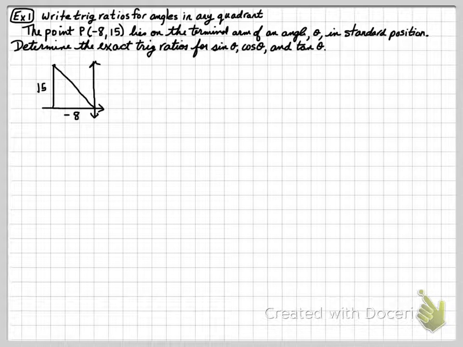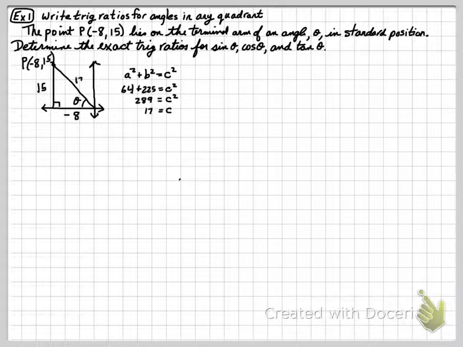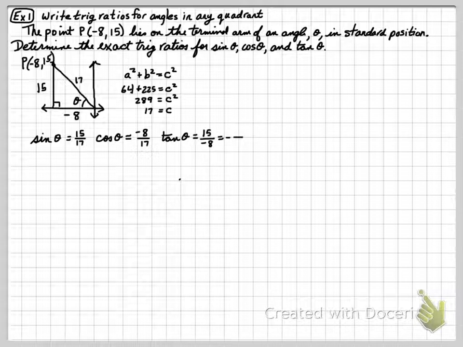Now first of all, we have to figure out what r is. So we're going to say 15 squared plus negative 8 squared is going to give me r squared, and 64 plus 225 is r squared, which is 289, and the square root is 17. So now we have r. We can figure out that the sine is going to be 15 over 17, opposite over hypotenuse. The cosine of our angle is going to be negative 8 over 17, and the tangent of our angle is going to be 15 over negative 8, which we will write as negative 15 over 8.